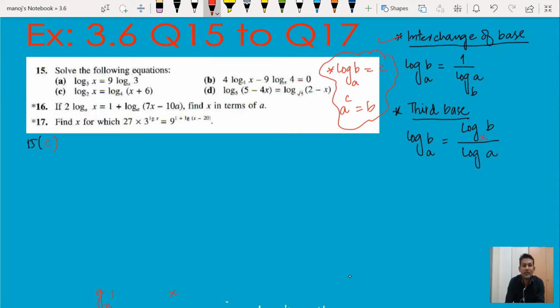Okay, part C, we have to use the third base system. Like what we do, this is log 2 x is equals to log 4 x plus 6. This is base 4 and this is base 2. I don't need x as a base. We don't need interchange of base. We need 2 and 4, not 2 and x. I want 4 as a base, third.